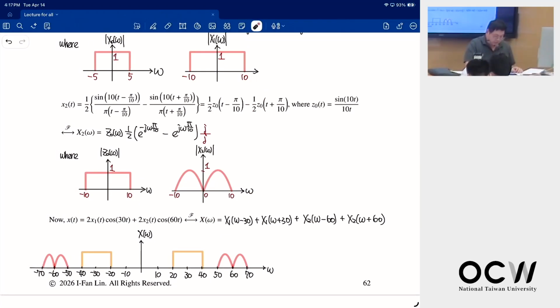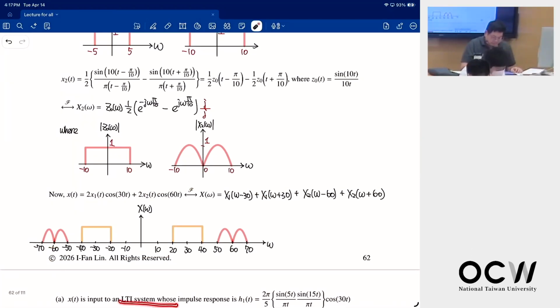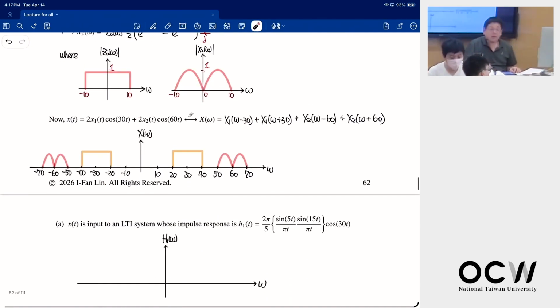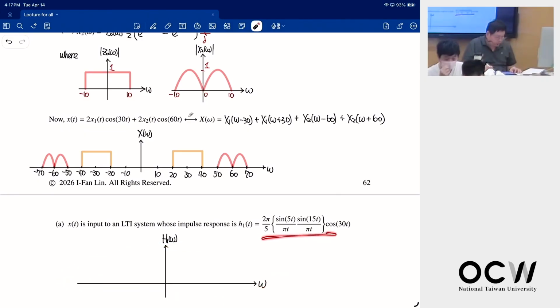Okay, so now this is my signal. And now I have this signal, send it to the LTI system. And then the impulse response is this one. Two sinc functions times together, and then I do the modulation. So in each table, please draw the answer here to make sure that you know how to draw.